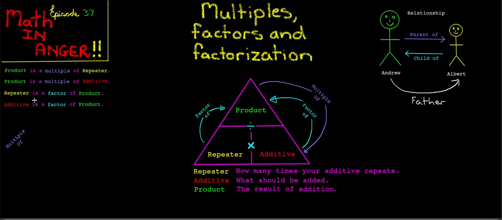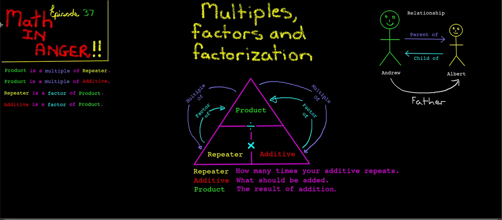And it is also a multiple of the repeater. Do you see how these two words are related? When you say the word factor, it means it is something that can be multiplied by something else in order to achieve a specified product. When you say something is a multiple of something else, what it means is it is the result of having multiplied something with something else.